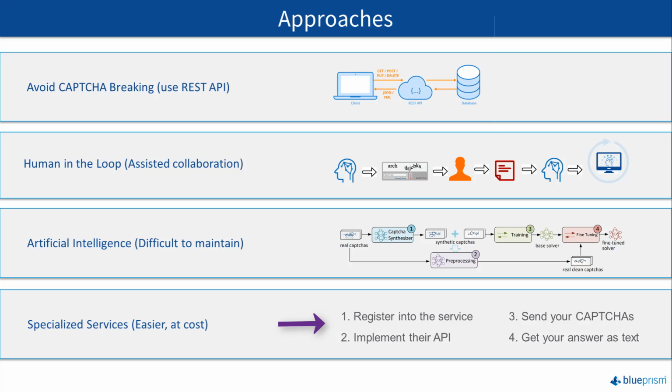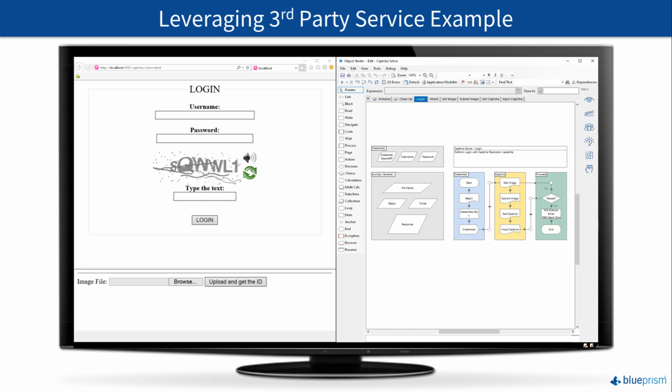Let's look at an example. Here, the application consists of a login form screen, and the digital worker is presented with the Captcha challenge. We will save the image into a file and submit it for resolution to a third-party service. In this demonstration, I'm submitting the image capture using a form shown in the bottom of the page, but typically you would want to use an API to send the image.